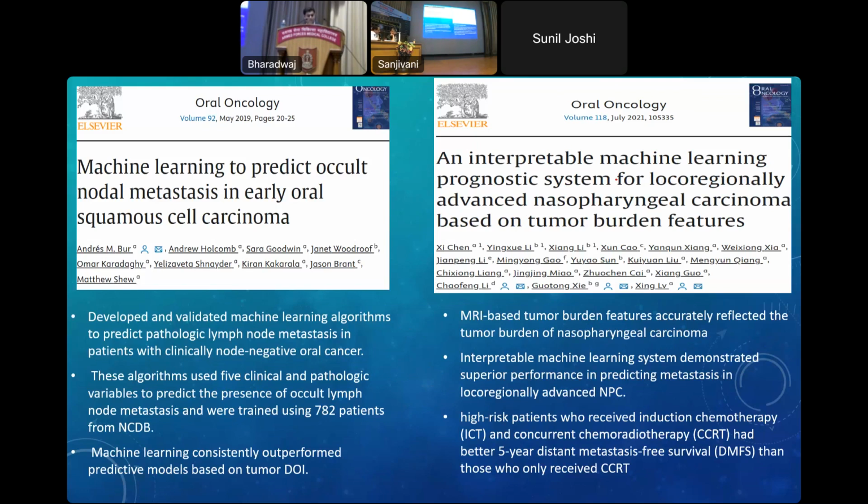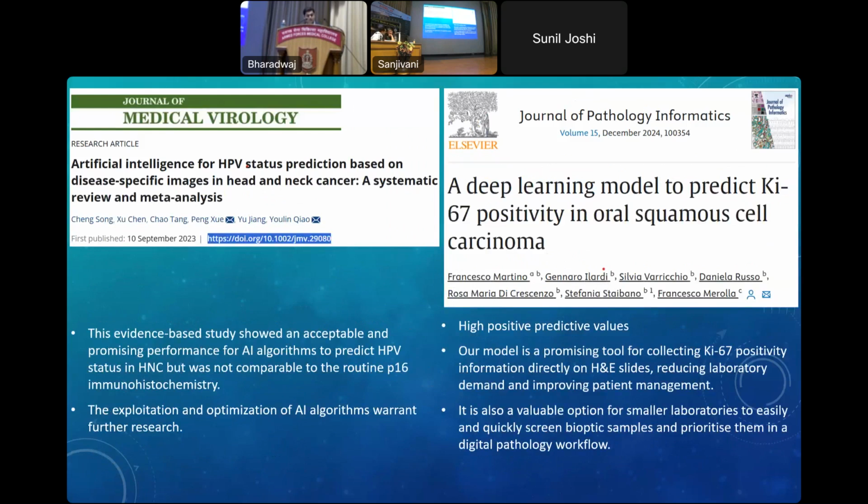Another study I would like to quote is artificial intelligence for HPV status prediction based on disease-specific images of head and neck cancers. These algorithms were able to predict, but were not comparable to the routine p16 IHC. And we need to exploit AI much more in certain areas of the practice. Another model for predicting Ki-67 positivity has also shown that it's a promising tool, but it can't be replaced.